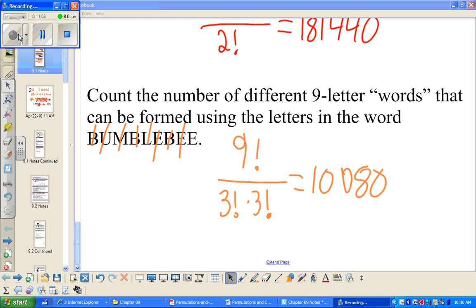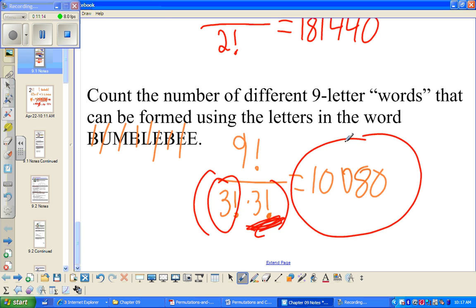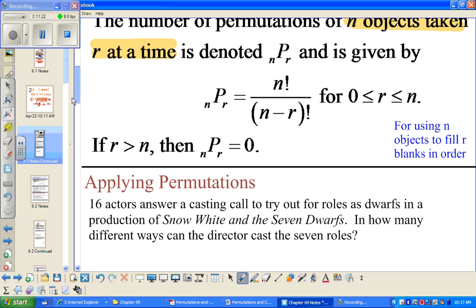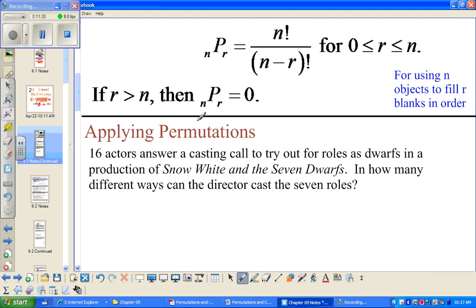I will warn you to be careful when you're doing this that you don't accidentally just divide by the first factorial and then end up multiplying by the second. Make sure you use parentheses, otherwise you'll end up getting the wrong answer. Or you might end up getting the wrong answer, depending on the situation. From there, we can jump to permutations when you have n objects taken r at a time.